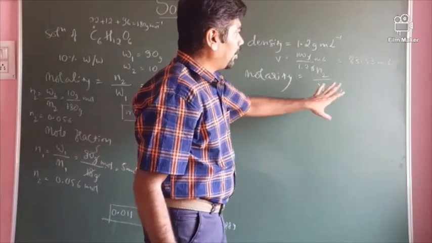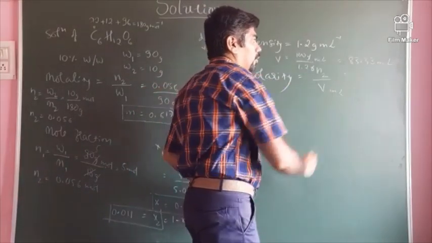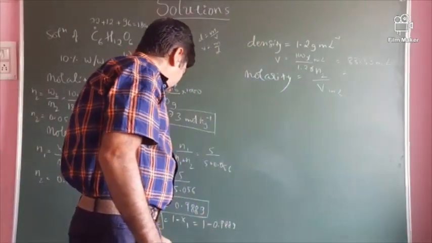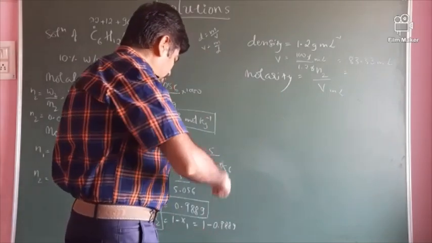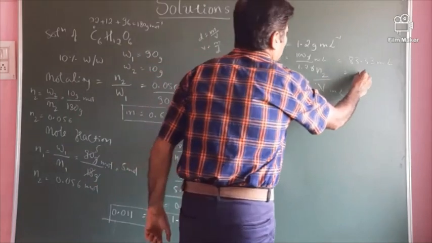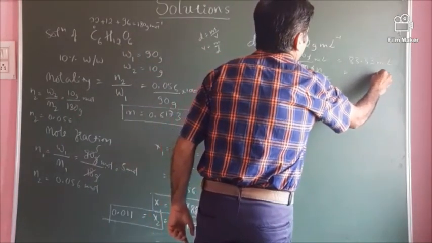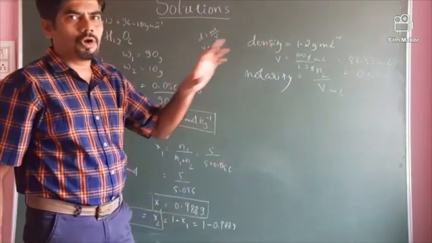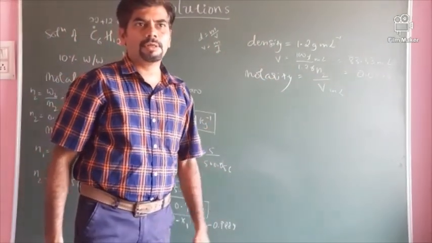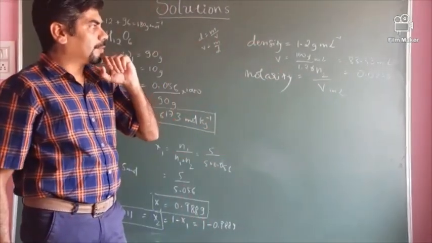Since we need volume in liters, let's convert it to liters here only. So 83.33 divided by 1000, and you just shift the point here. So this comes to 0.083333 and so on. So this is a non-terminating decimal expansion, so it will be 333 and so on.